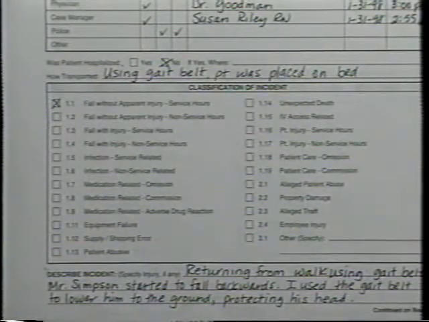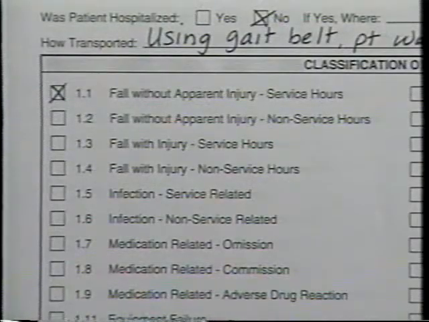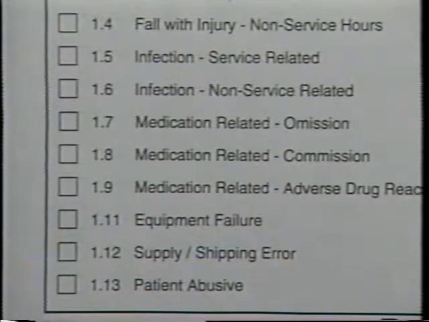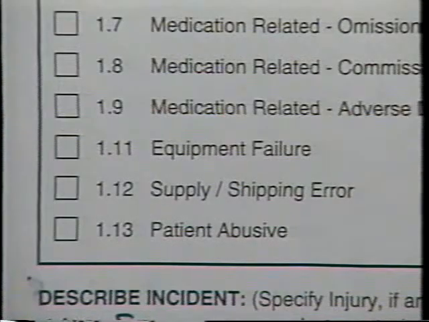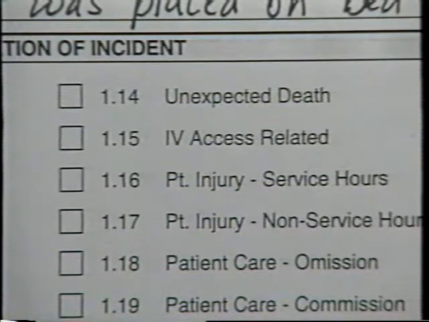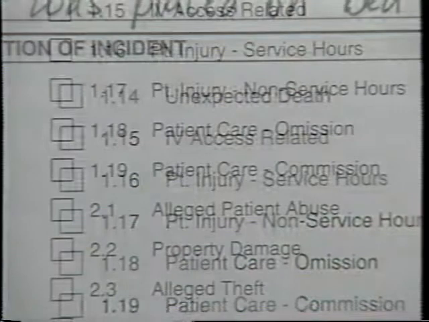Many forms have a checklist of the more common types of incidents. Falls with or without injury occurring in or out of service hours. Infections related to services provided or not. Incidents related to medication that was not taken, was taken in excess, or produced an adverse drug reaction. Equipment failure or unavailability, or if the client was abusive. An unexpected death, IV-related incidents, or a client injury other than a fall.